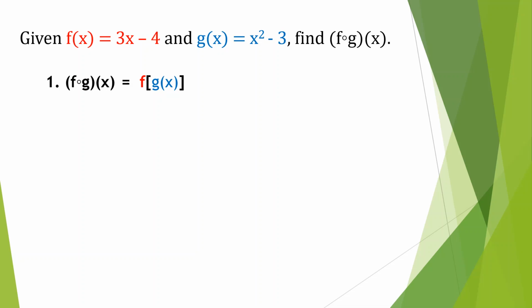Number 1. F circle g of x is equal to f of g of x. The first step is to replace g of x with x squared minus 3. So this will become equal to f of x squared minus 3.